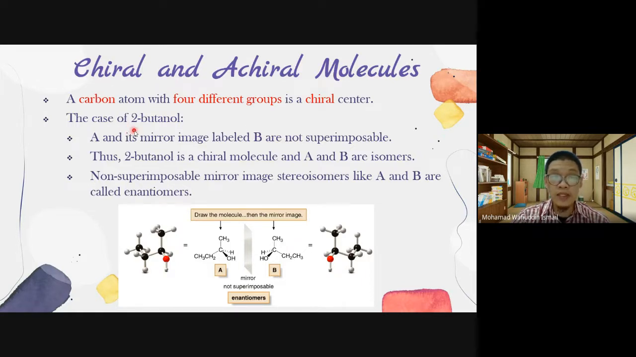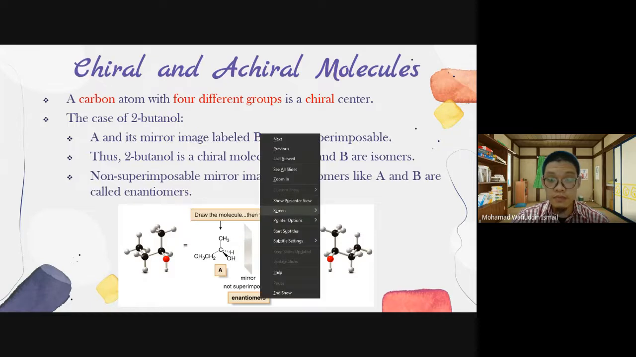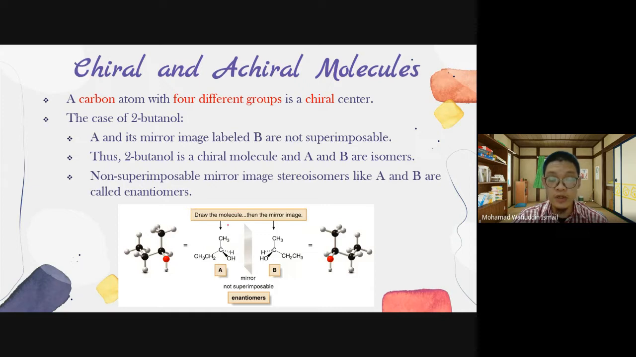The case of 2-butanone here. This is an example. We look at it straight away. This is the 2-butanone here. A is the mirror image. Label B is not superimposable. Okay, it's not superimposable. The 2-butanone is chiral, and A and B are isomers.